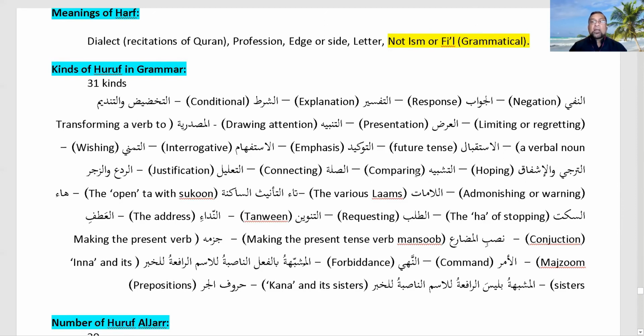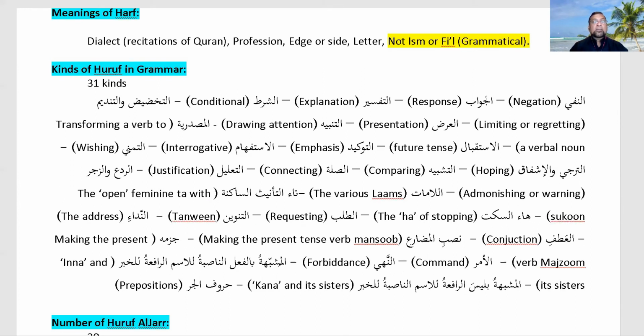At-tashbihu, comparing. Al-silatu, connecting. At-ta'alilu, justification. Al-rad'u wa zajru, to admonish or warn. Al-lamat, various kinds of lam. Ta'u ta'nith as-sakinati, the open feminine ta. I should include the word here, feminine ta, with sukun. Ha'u sakta, the ha of stopping, normally placed at the ending of a word. Maliyah, halaka anni sultaniyah. I wanted to explain that. I just give an example there because that one sounds strange.